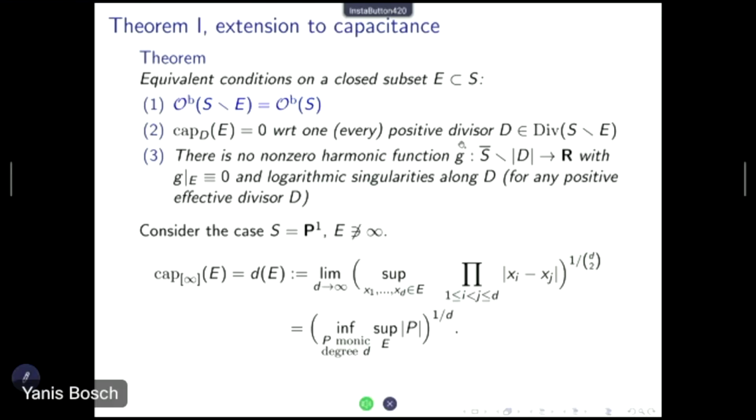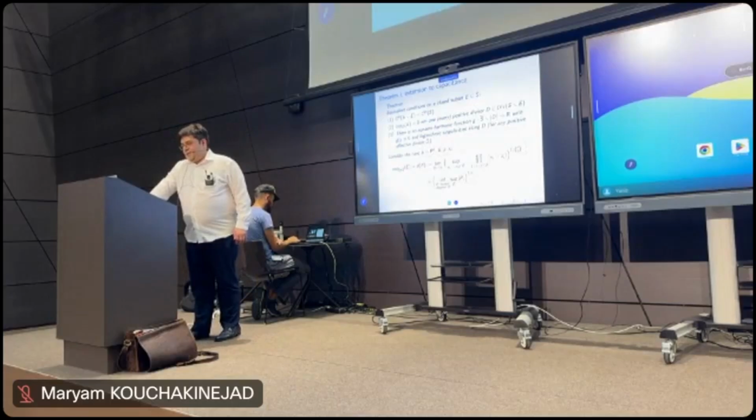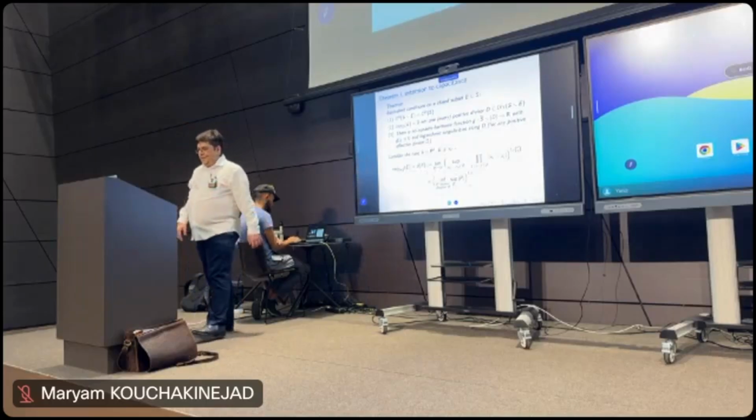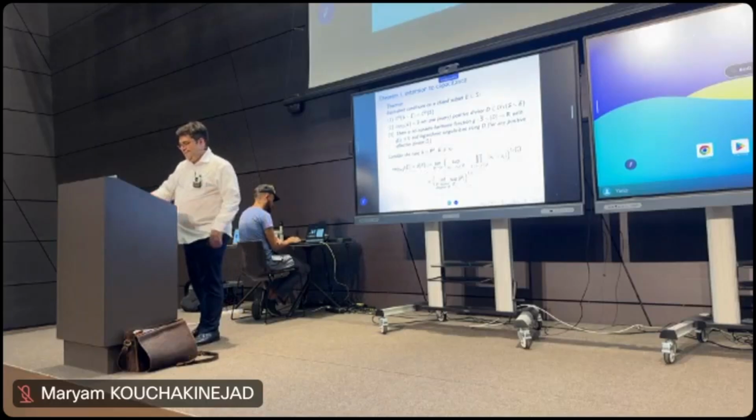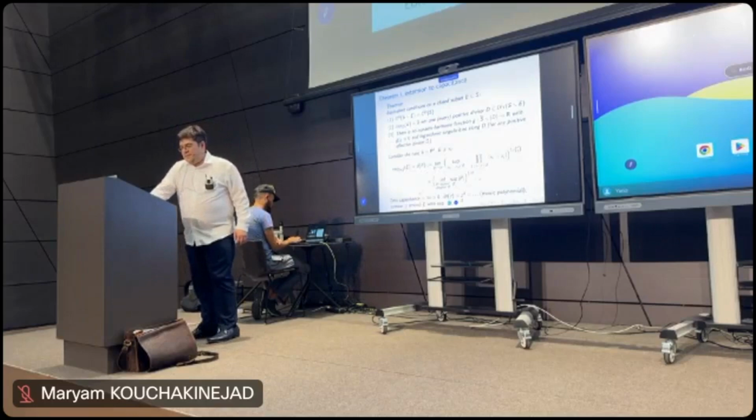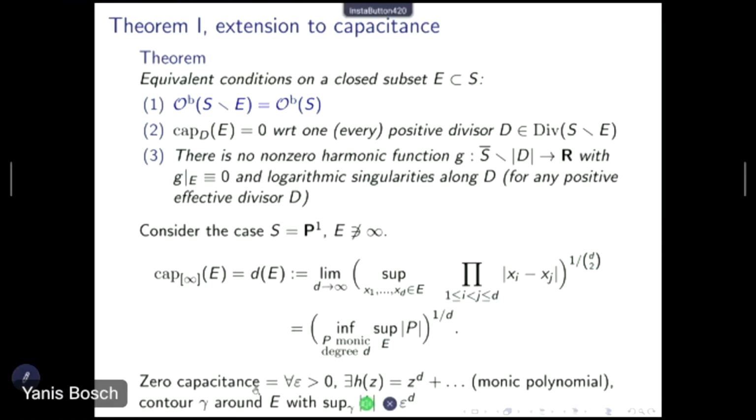This condition, of course, has multiple equivalent expressions, and let's say we consider the case of the projective line and E a subset of the complex plane. Then the capacity of E is the transfinite diameter defined by this formula, and also equal to the Chebyshev constant of the set in terms of monic polynomials with small supremum and their exponential growth rate. And so this zero capacitance statement, thinking of the previous scheme of proof, amounts to the existence of a sequence of multiplier monic polynomials with small supremum on E.